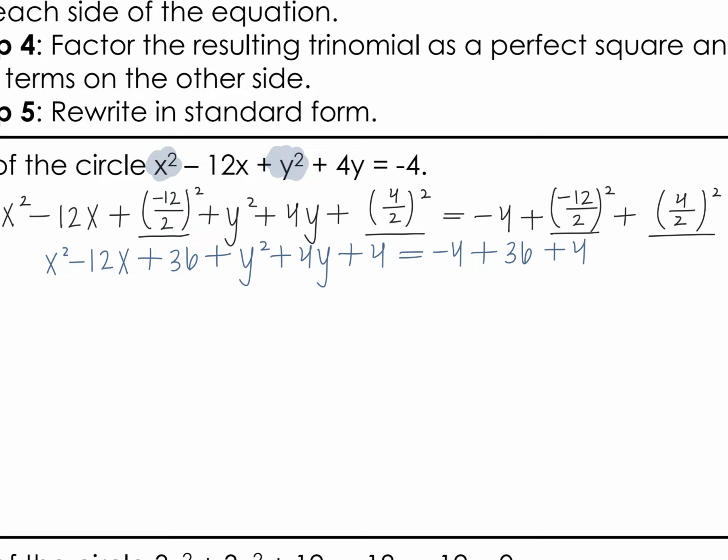So this would be the key thing I would need to see, is you showing me what you're adding into both sides. And then from that, we can move into our step 4 of factoring the resulting trinomial.